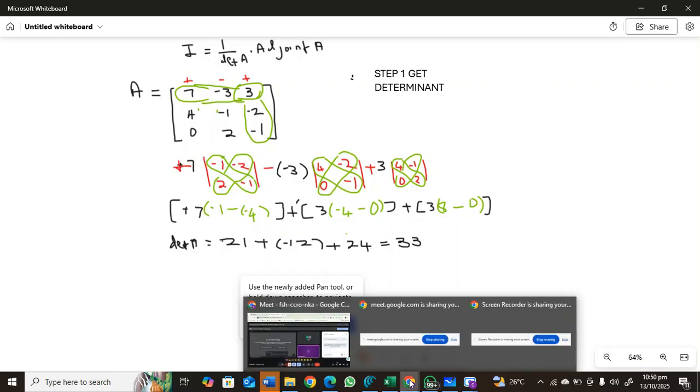Any questions, queries? Wonderful, wonderful. Okay, step 2, now you get the cofactors.